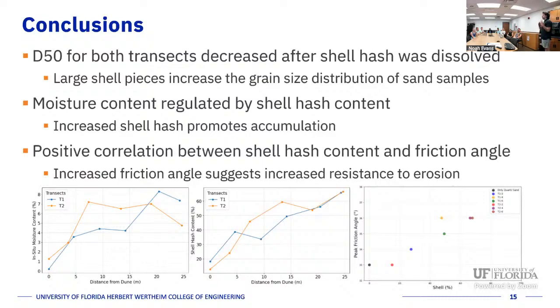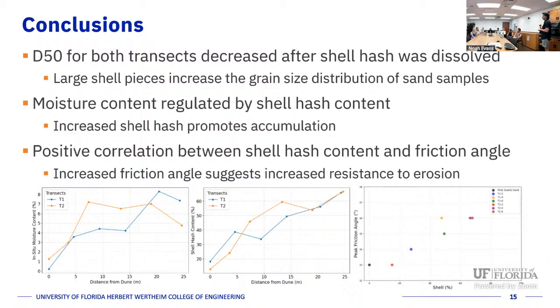But yeah, so if we can say that the shell material is increasing these properties and helping with accumulation, then I think it makes sense going forward to include that more when we're doing nourishment projects.